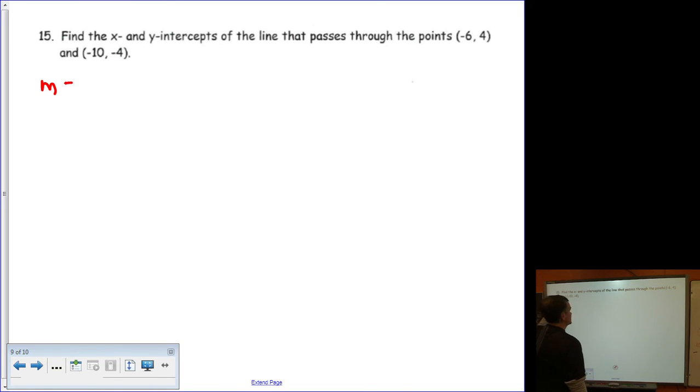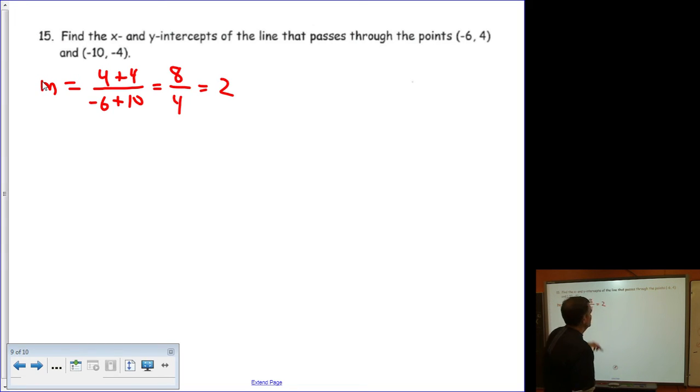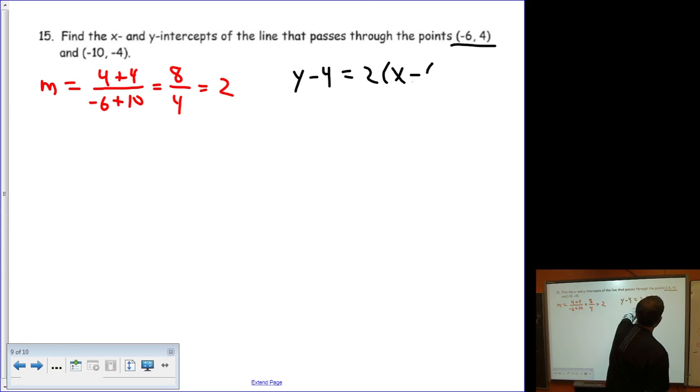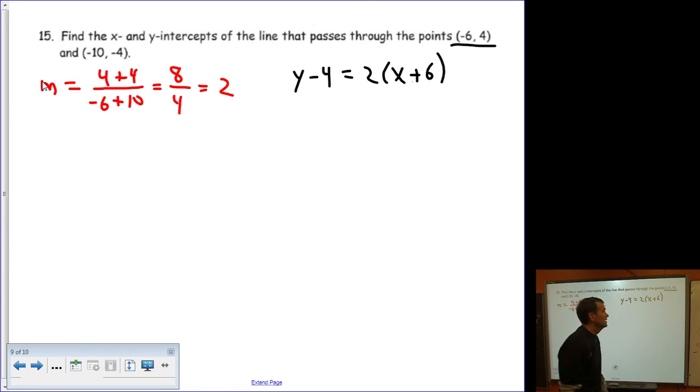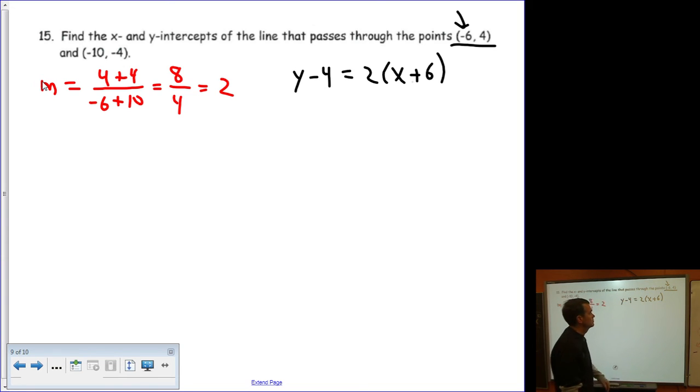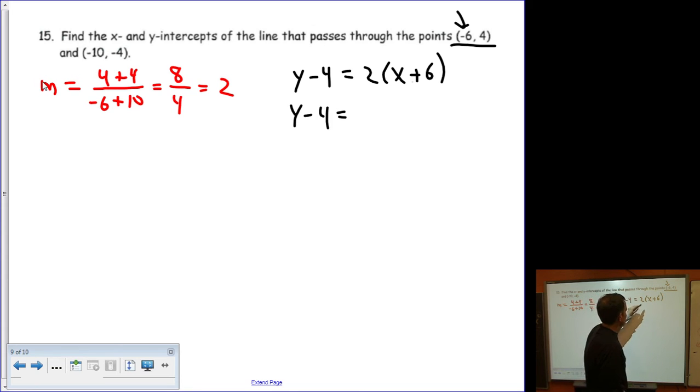So the first thing I did was find the slope, and I did y minus y over x minus x, and it gave me 8/4, or 2. I then went ahead and wrote the equation in point-slope form, and I will use this point, and it would be y minus 4 equals 2 times x minus 6, or plus 6. Because the x is negative, this would be minus negative 6, right? And then I actually would go ahead and distribute the 2.